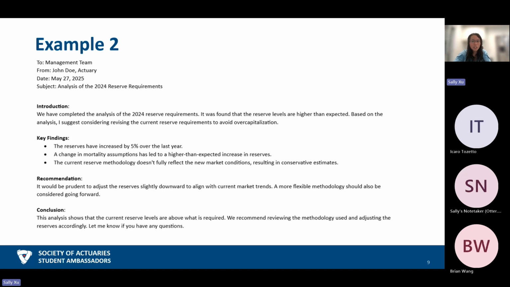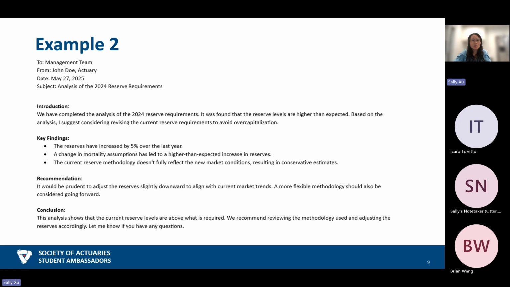Next section, we have the recommendation. So it would be prudent to adjust the reserve slightly downward to align with current market trends. A more flexible methodology should also be considered going forward. So what's good? It provides a clear direction. It says adjust reserve downward. But how can we make it better?